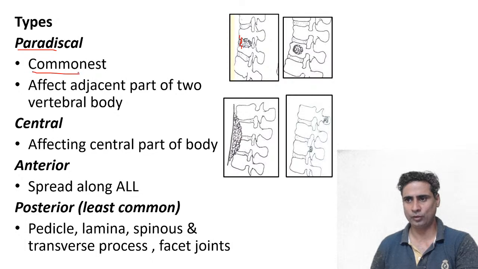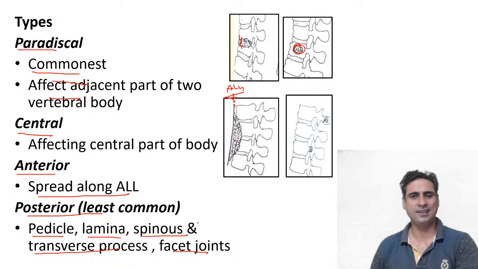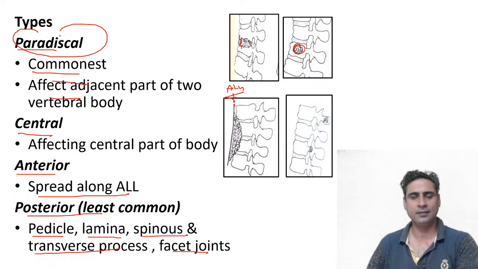of spinal tuberculosis. The other types which are less common: central, where central part of vertebrae is involved; anterior, where anterior part of vertebral bodies is involved and there is spread along anterior longitudinal ligament. And the least common type, posterior type, where posterior elements are involved, that is pedicle, lamina, spinous process, transverse process, and facet joints. Most common and usual type is paradiscal.